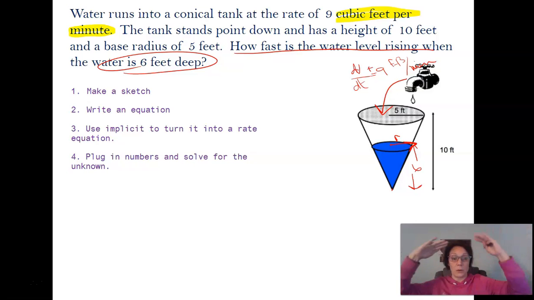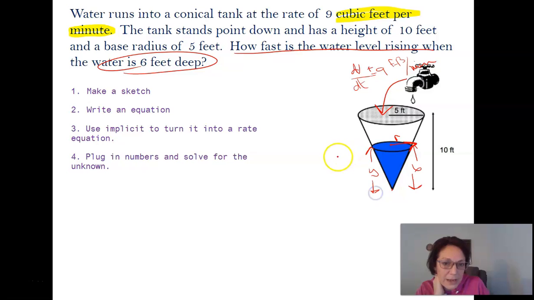If water's pouring out, the water level is going to come down. So down is going to be a negative rate of change. All right, so I have V coming in at 9.3, and they want to know how fast the water level is rising. So I need to give the water level a variable. I'm going to call it Y just for fun. And the question is, what's dy dt?